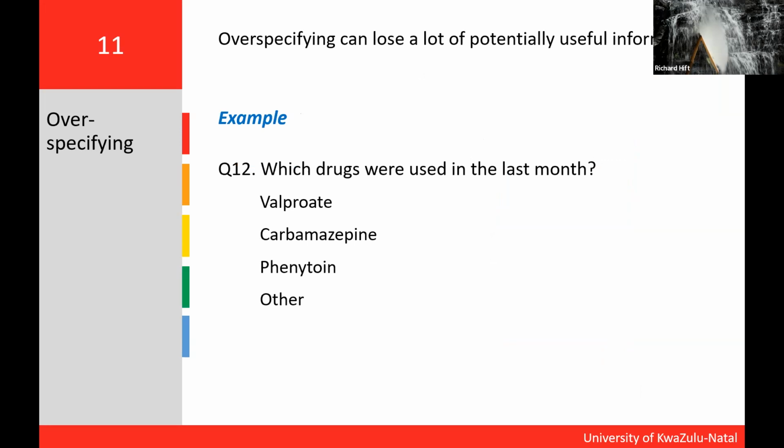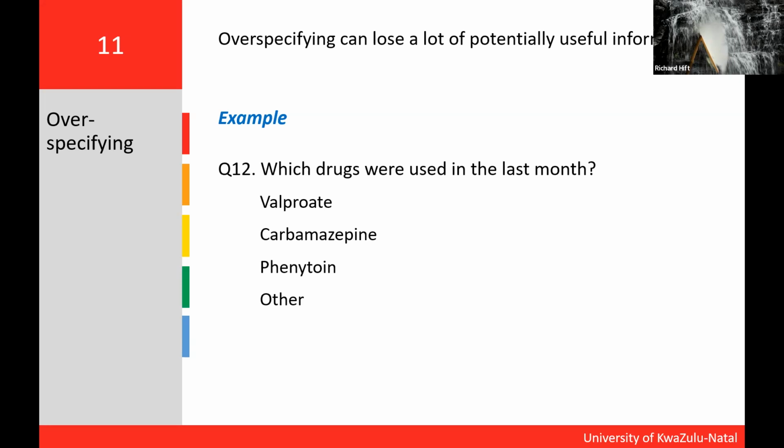Also be aware of over-specifying things. This can lose a lot of potentially useful information. Here's an example. Question 12. Which drugs were used in the last month? Now, this may even be the sort of thing that's on your instrument you're using to capture data out of hospital records, okay? This is not just a questionnaire that people answer. So you put down valproate, carbamazepine, phenytoin, and other.